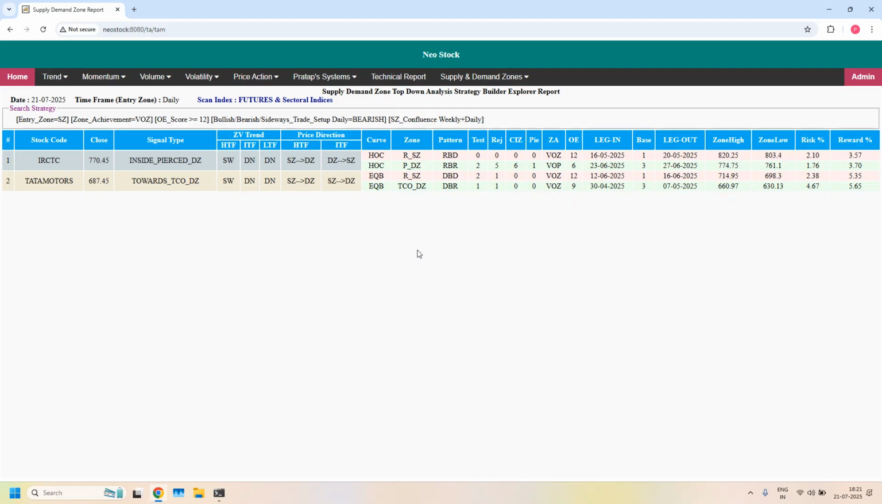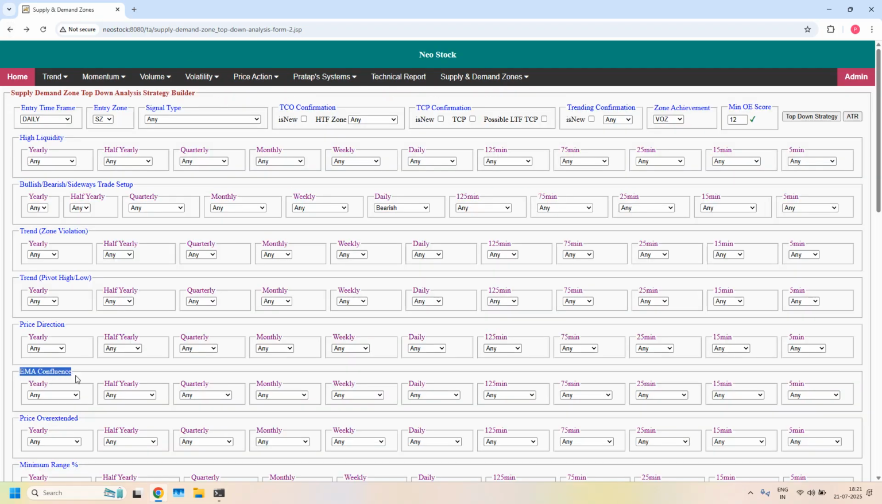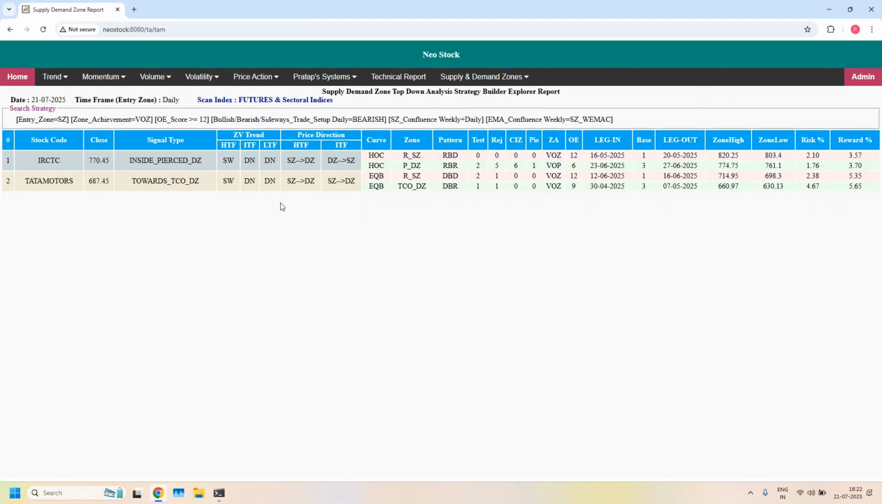What we can do is further verify if any of these weekly supply zones are having weekly EMA confluence. In that case, the overlapped daily supply zones might have a higher probability of success. Let's verify. In the EMA confluence at weekly time frame, I am checking whether the weekly supply zone has weekly EMA confluence, because the weekly trend is downtrend. So both are filtered. That means both these daily supply zones have a higher probability of success, provided the lesson 20 checklist items are satisfied.